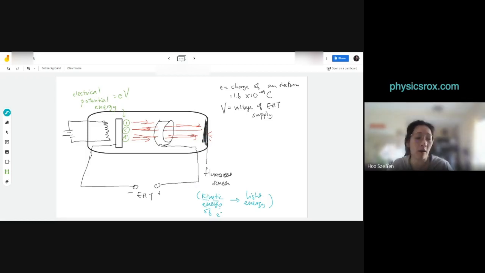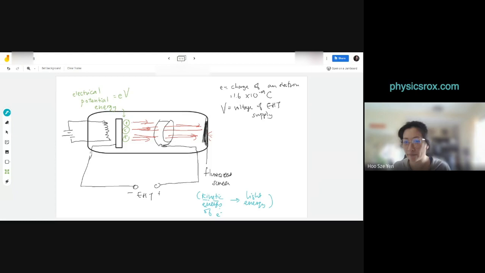So they could have a lot of electrical energy, not yet converted to kinetic, but because they haven't gained enough kinetic energy, they can't produce a lot of light. Because you've got to think, it's that high speed that produces that light. It's that collision that produces that light.